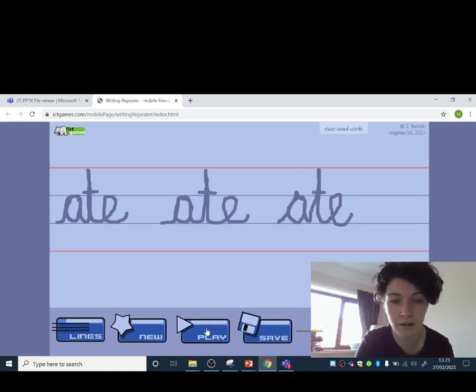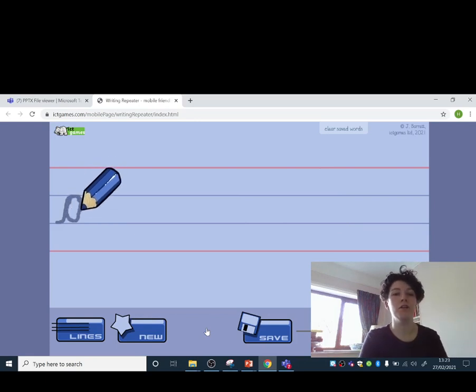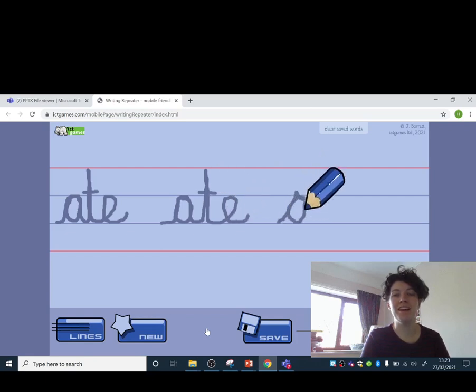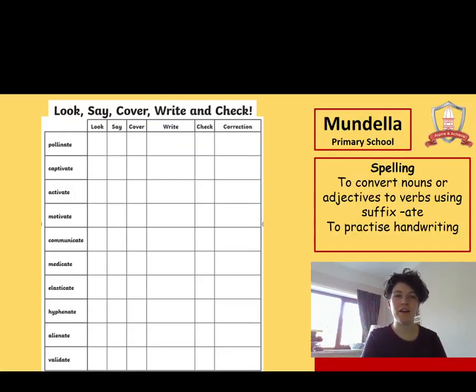So let's see that again. And you can practice as you watch as well. So have a go yourselves. So this is just the ATE suffix. Okay. So it's practice of that join. Oh, yeah. It's funny watching it back. Yes, there we go. All right. Okay, now that we've had a go at practicing the handwriting join, it's your turn to practice the spellings with a look, say, cover, write, check. So when you're doing the writing, that's when you can practice your handwriting join. So pause the video now to complete the task.